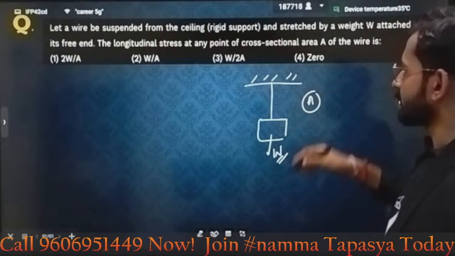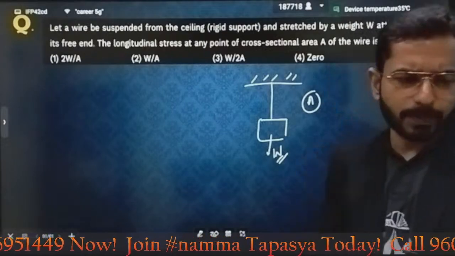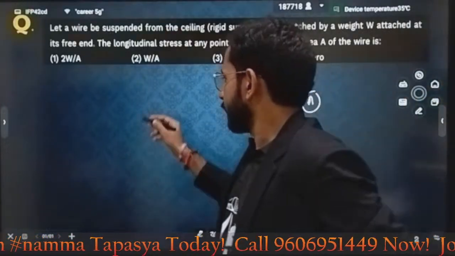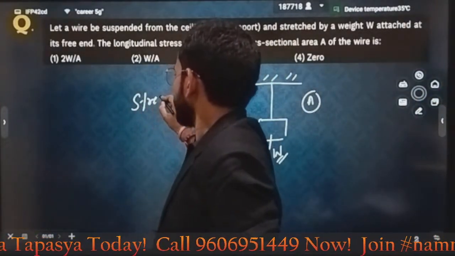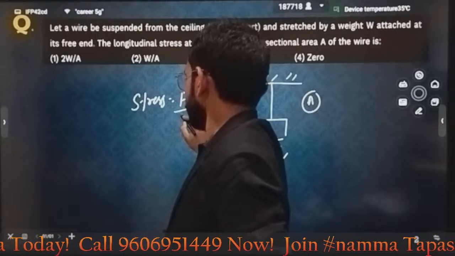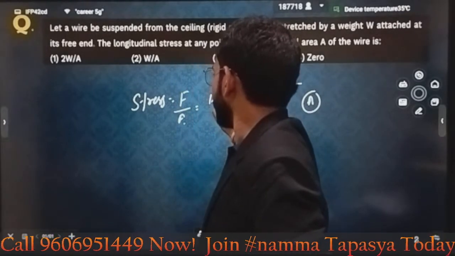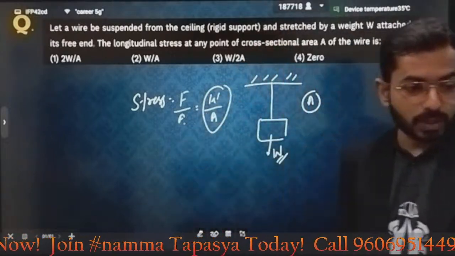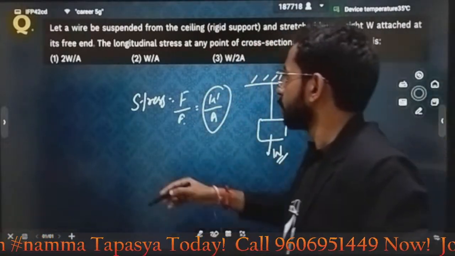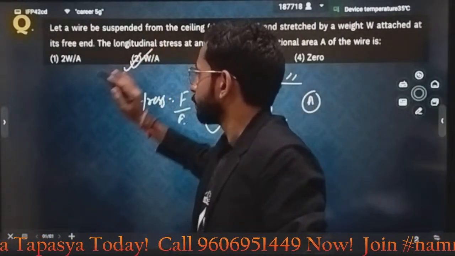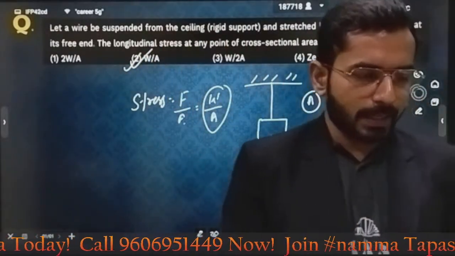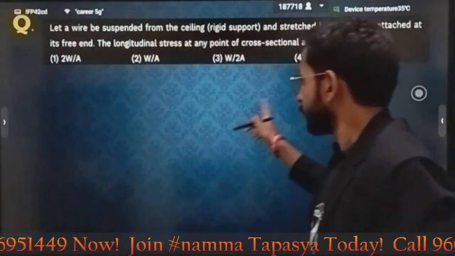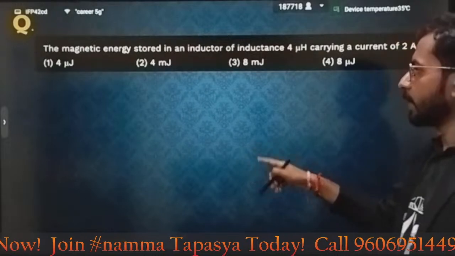What the question is asking you, tell me about the stress. Tell me, what is the formula of longitudinal stress? Can we say force divided by area? Stress will be force divided by area. What is the force? W, that is already given. And what is the cross sectional area? Already given, A. So which option will be coming correct? Simple formula that we know. Option 2. Properties of matter, formula based question. Correct. Very good. W by A.